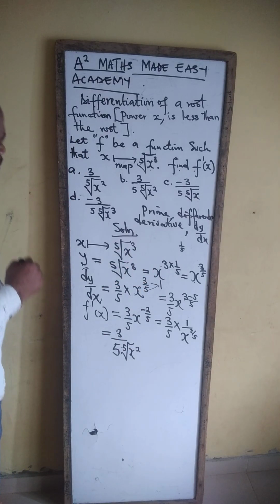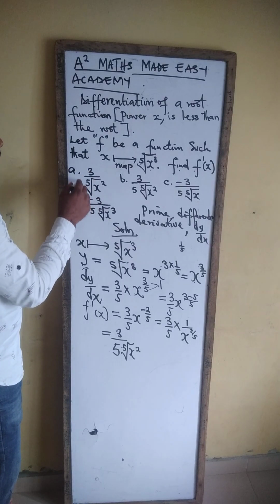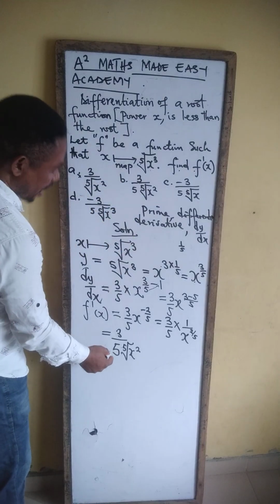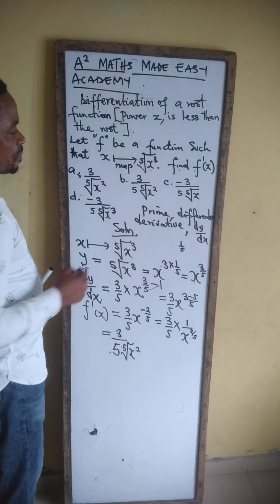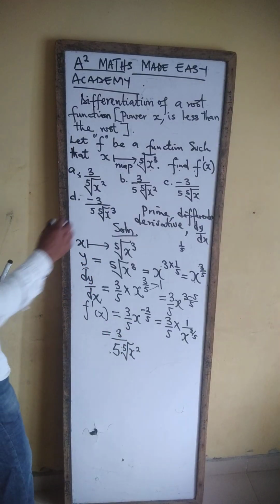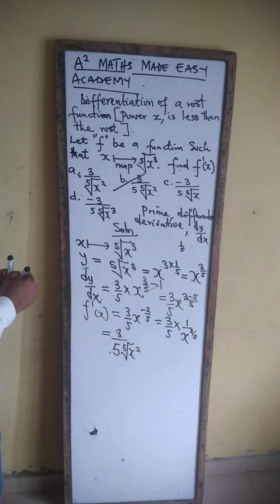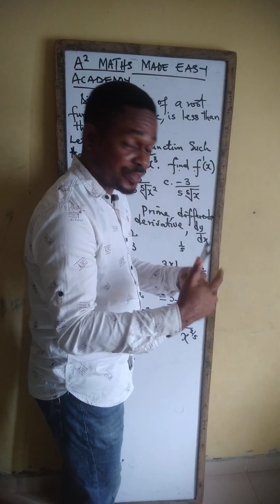Can we observe the options? Option A says 3 over fifth root of x to the power 2. No. Option B says 3 all over 5. Are you with me now? Then here is fifth root of x raised to the power of what? 2. So which means the correct answer in the option is option what? B.